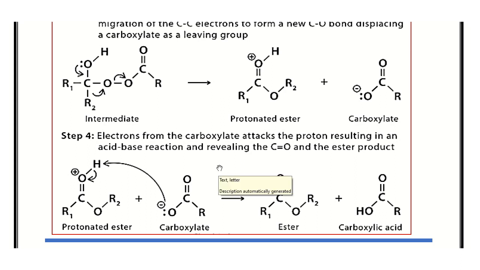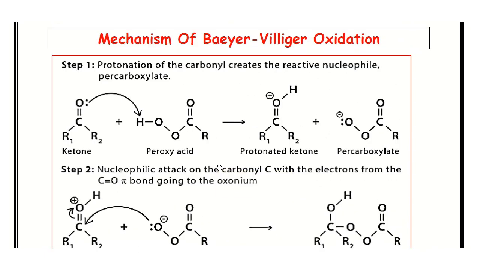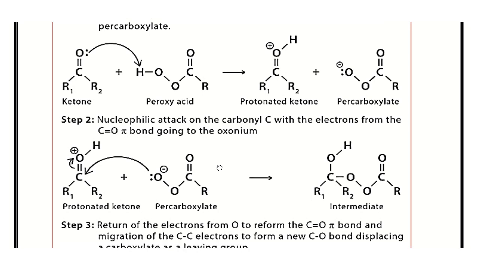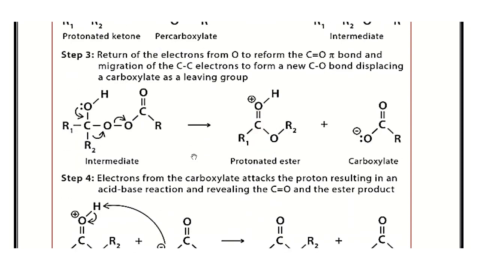So these were the different steps of the Baeyer-Villiger oxidation. In the first step, we learned that protonation of the carbonyl functional group occurs. In the second step, Criegee intermediate formation occurs due to the nucleophilic attack on the carbonyl carbon by the percarboxylate ion. In the third step, the most important step, protonated ester formation occurs, and in this third step, the rule of migratory aptitude was followed.